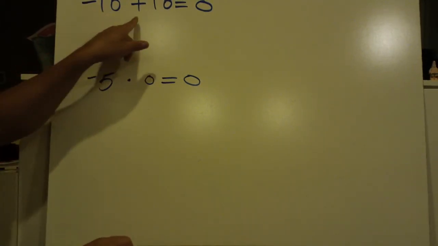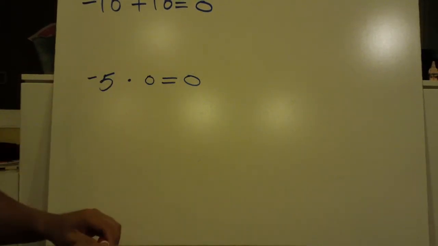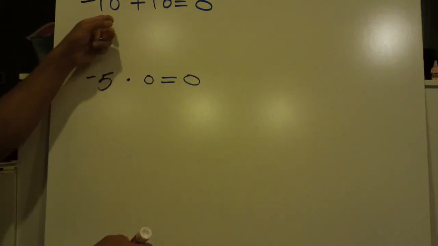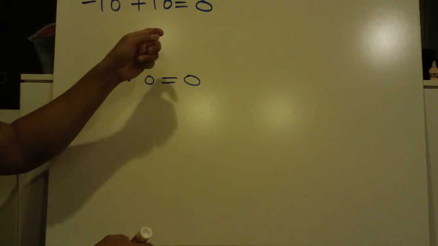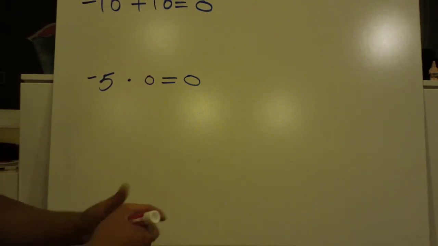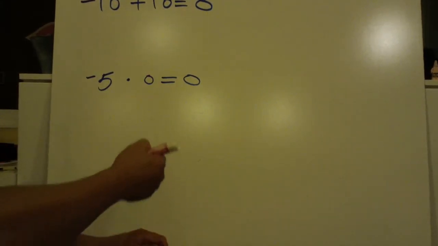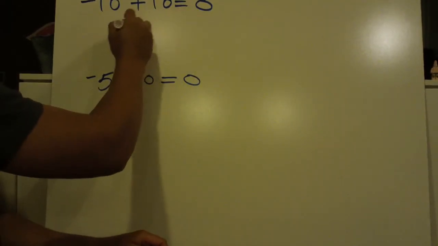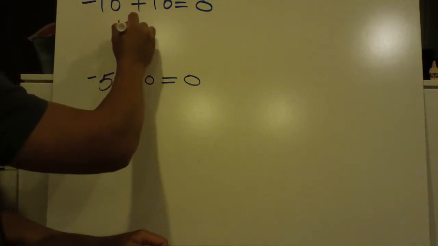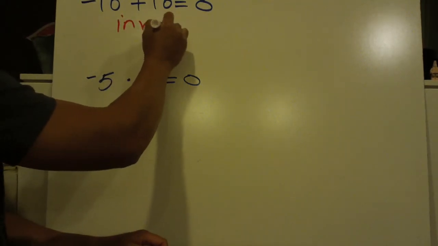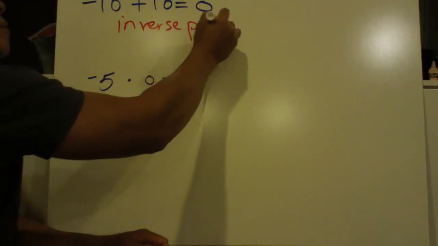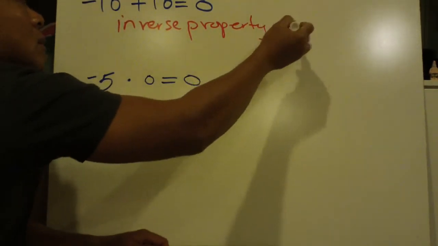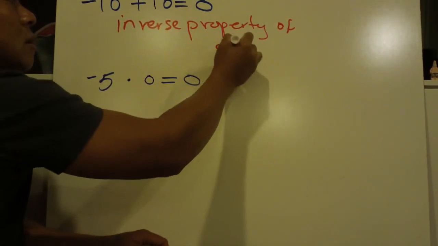You have -10 plus 10 is equal to 0. So if you add the number and its opposite, and it doesn't matter if you start off with a negative or a positive, if you just add its opposite, you're going to get its inverse property. So -10 plus positive 10 is going to give us your 0. Inverse property of addition.